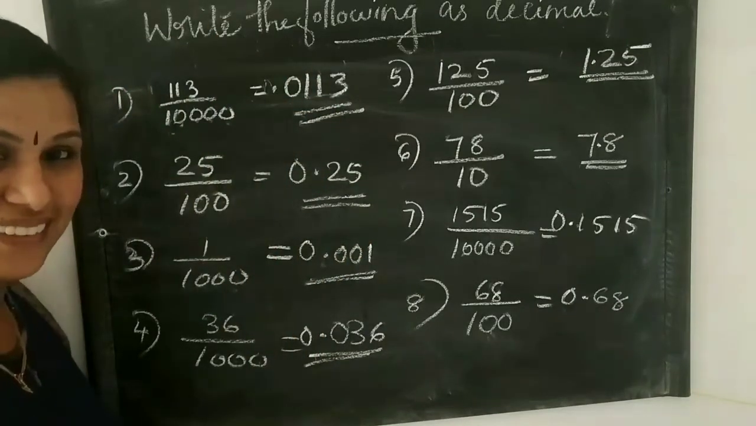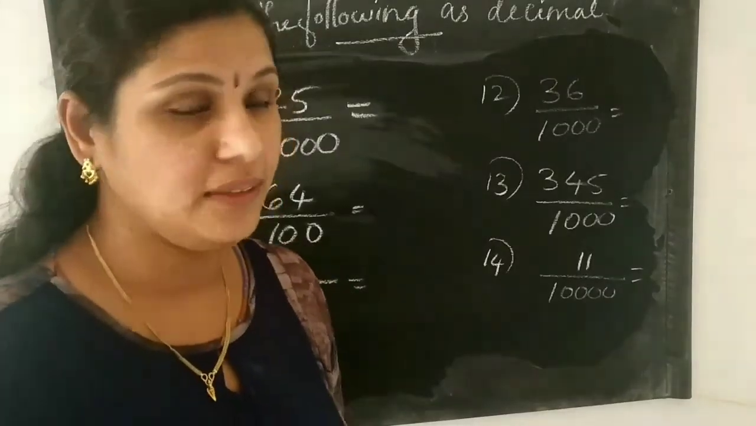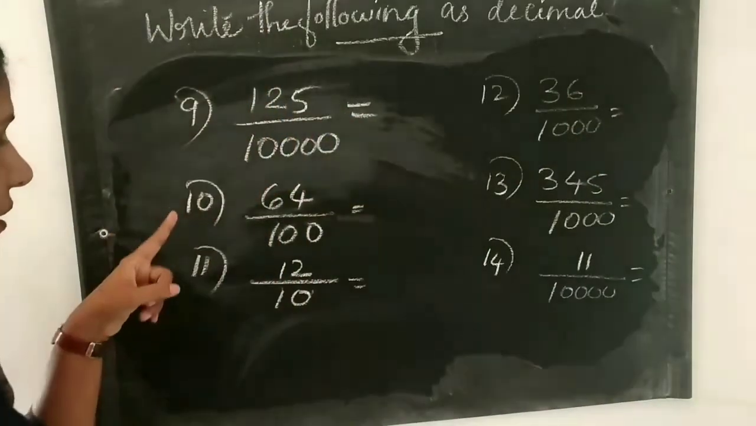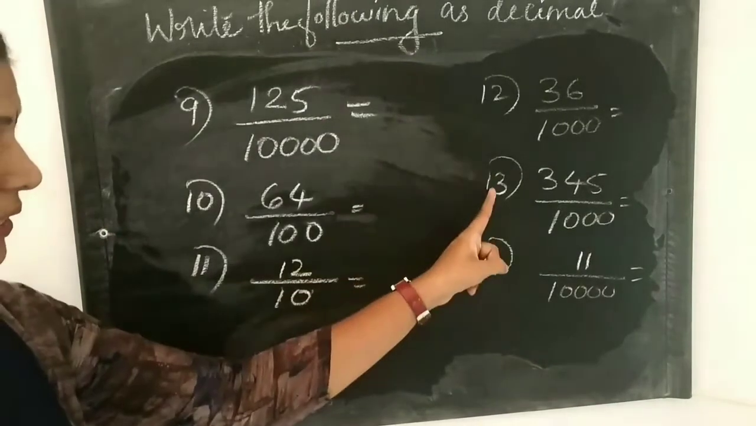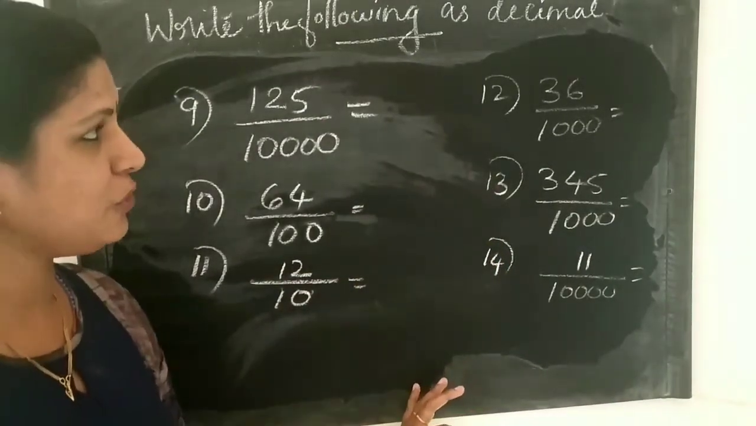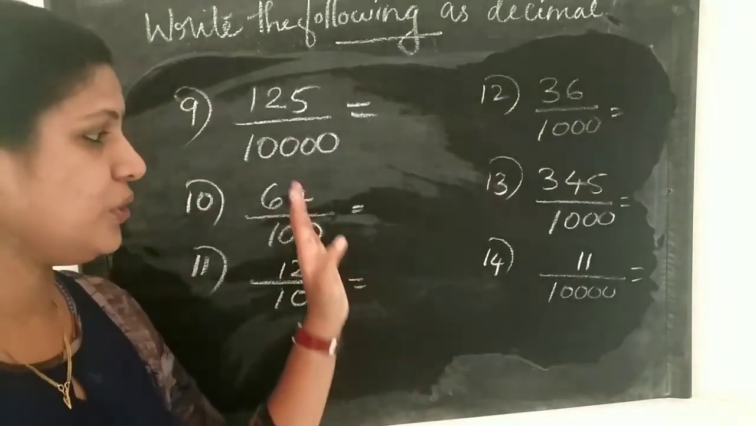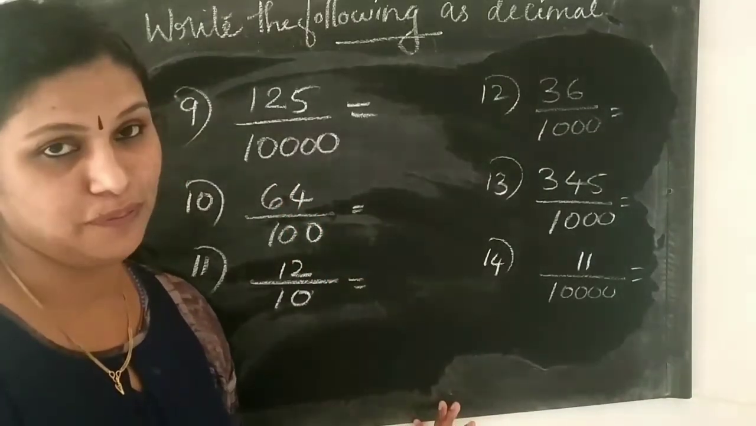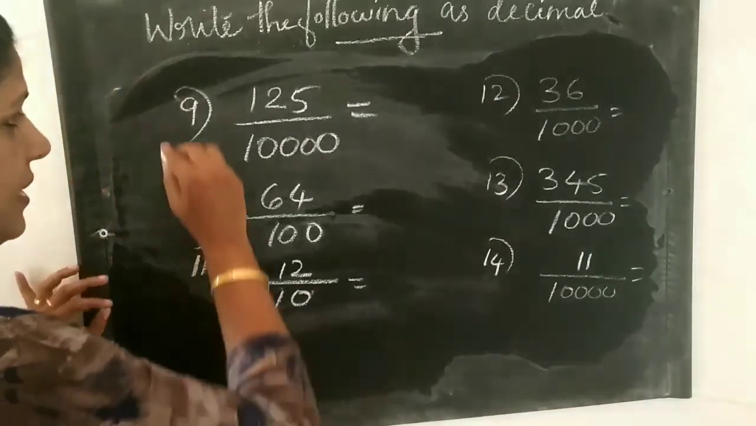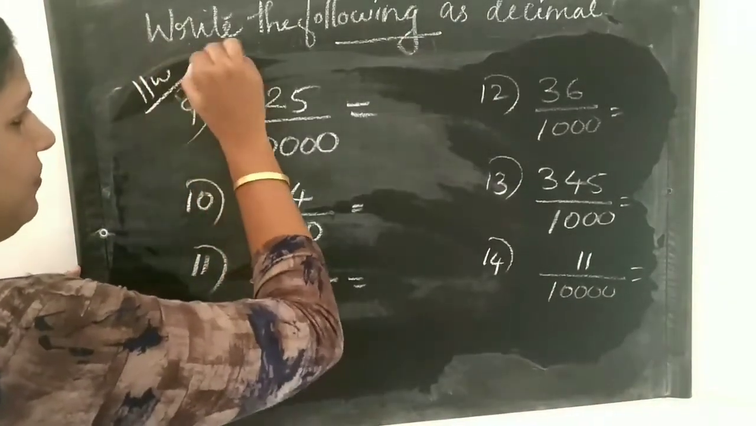Understood about this, children? So children, here 9, 10, 11, 12, 13, 14, this you have to solve. Like that you have to solve these problems. Okay, so that's why it is homework. We have to do it by ourselves.